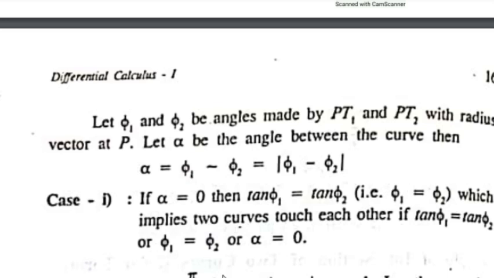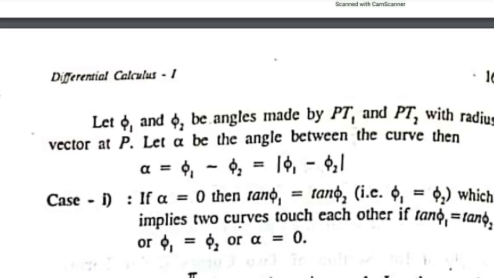Then second, if alpha is equal to pi by 2, means if the angle of intersection of two curves is equal to pi by 2, this means that the two curves cut orthogonally. Means the two curves intersect each other at 90 degrees. So this is when alpha is pi by 2. And in other words, we can say that if the angle between the two curves is 90 degrees, or if the two curves cut orthogonally, then tan phi 1 into tan phi 2 is equal to minus 1.